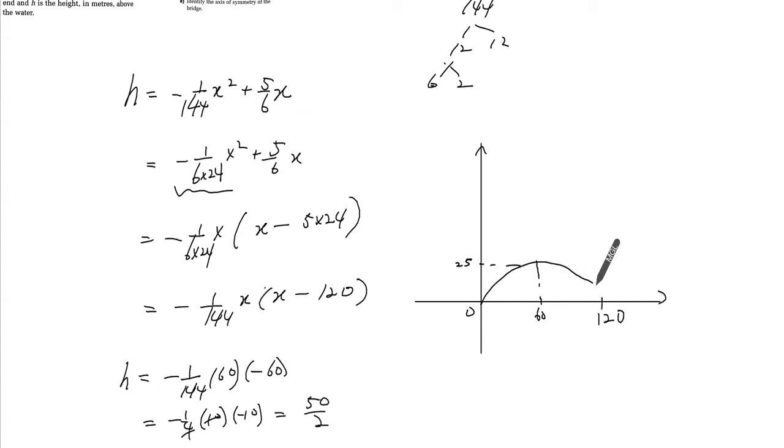So the shape of the parabola looks like that. This is the height, this is the x. So this is literally the shape of the bridge. Now, what is the height of the bridge at 12 meters from one end? That's just h at 12. This is the answer for part B: h when you replace x with 12.